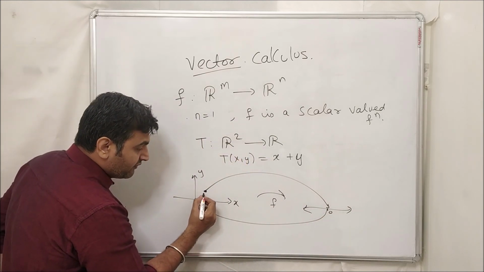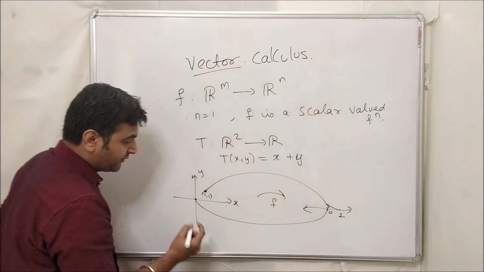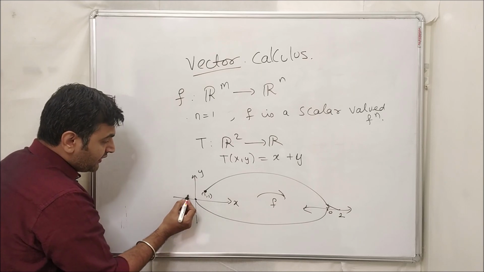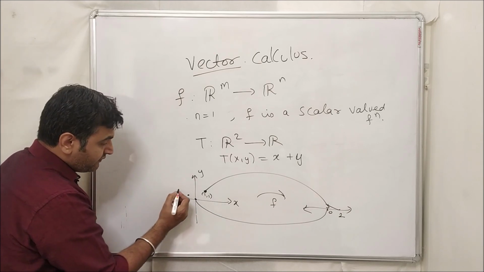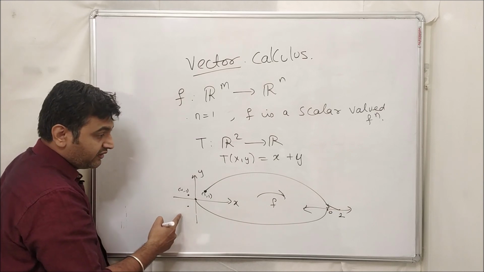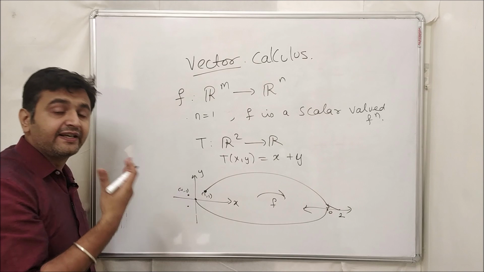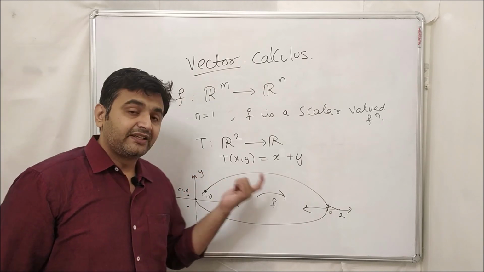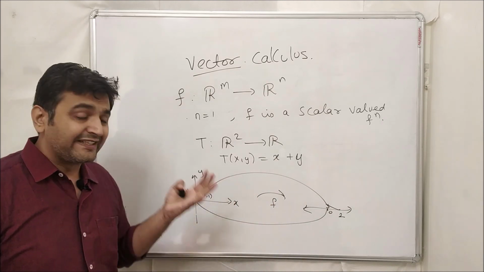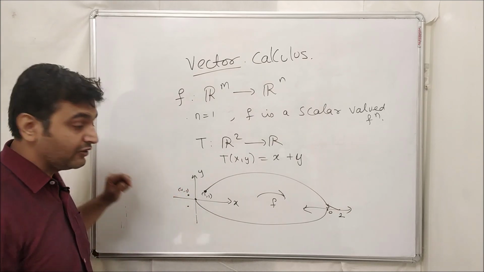If you take say 1 comma 1, what is the output at 1 comma 1? It is nothing but 2. So the temperature at this point is 2 degrees. At minus 1 comma 1, the temperature is 0. At minus 1 comma minus 1, the temperature is minus 2. So since at each point we are getting the temperature, this is called a temperature function, or also called a temperature field. Okay, so this is one example of a scalar valued function.